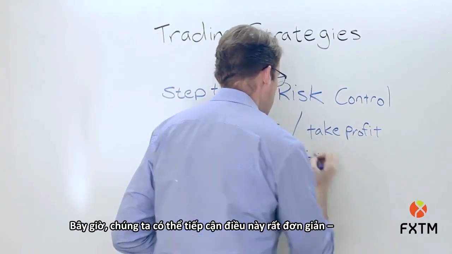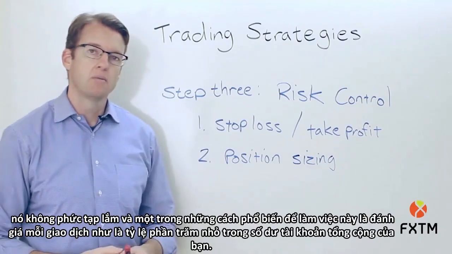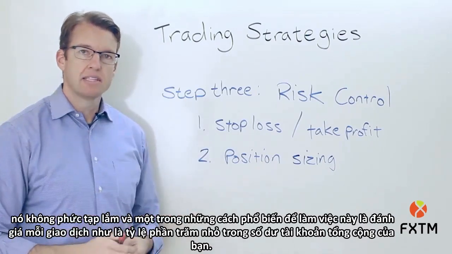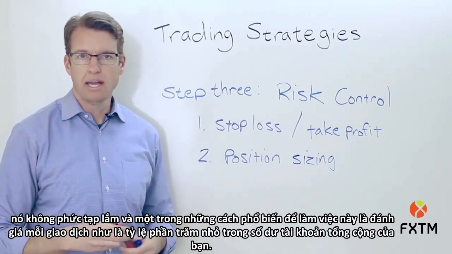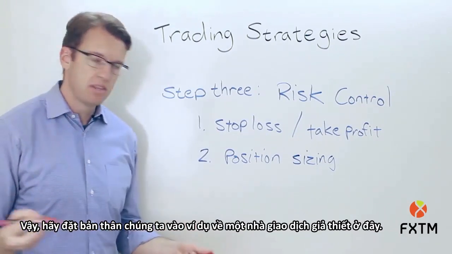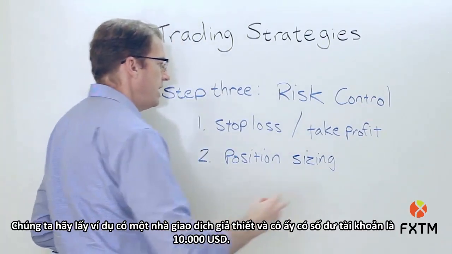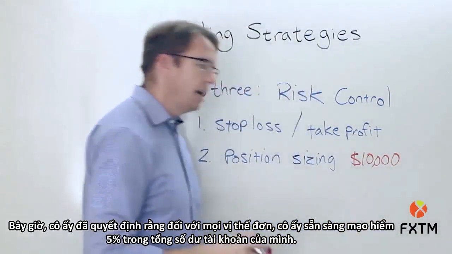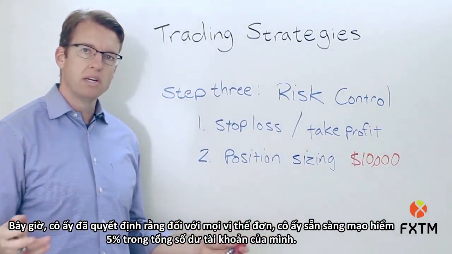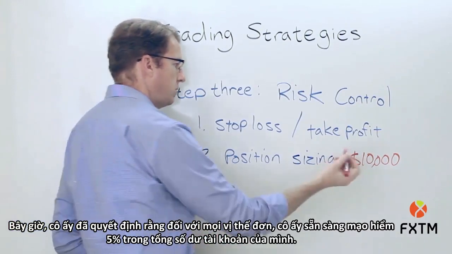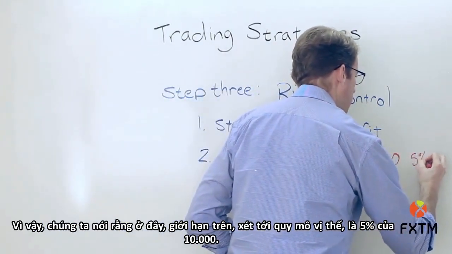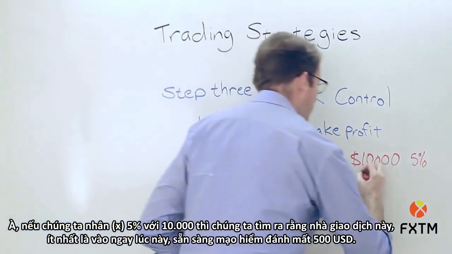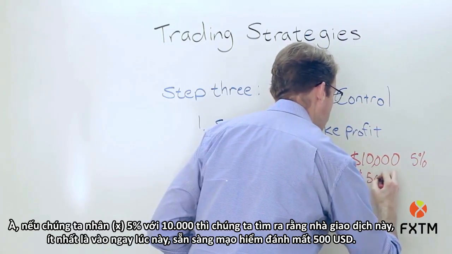Now, we can approach this very simply. It's not very complicated, and one of the common ways to do this is by evaluating each trade as a fractional percentage of your overall account equity. So let's put ourselves in the example of a hypothetical trader here. Let's say that there was a hypothetical trader, and she had account equity of $10,000. Now, she had decided that in any single position, she was willing to put at risk 5% of her overall account equity. So we'll say here the upper limit as far as the position size is 5% of 10,000. Well, if we multiply 5% by 10,000, then we find out that this trader, at least right now, is willing to put at risk $500.